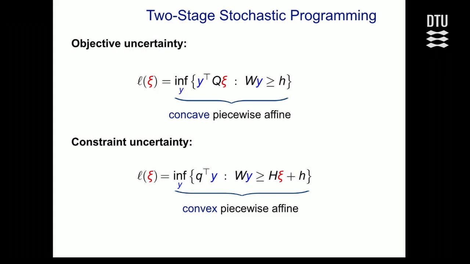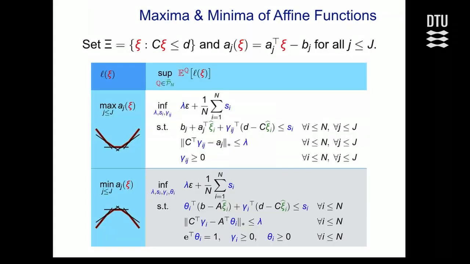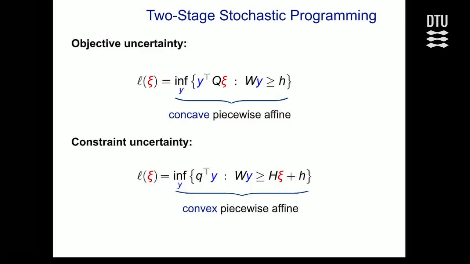So then the results apply. If the second stage problem is affected by the uncertainty only in the constraints, then your loss function is convex and piecewise affine. So in both cases, you can derive these pieces, that can be done systematically, and you can use the formulas from the previous slide to get exact reformulations of the worst case expectations of those. Okay? To be honest, there is one catch.